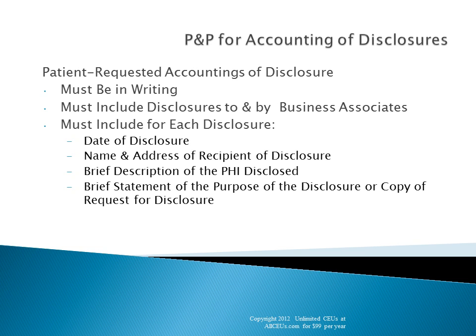Patient-requested accountings of disclosure must be in writing, include disclosures to and by business associates, and you must include for each disclosure the date, the name and address of the recipient, a brief description of the PHI disclosed, and a brief statement of the purpose of the disclosure or a copy of the request for disclosure.